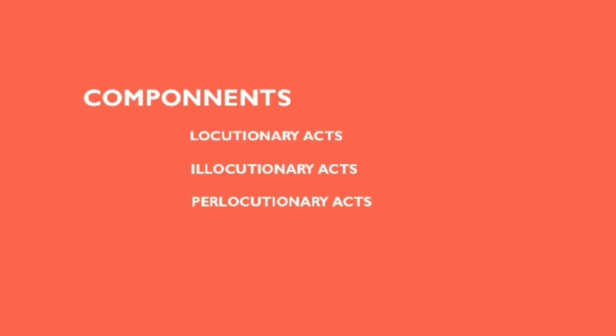And then second is illocutionary acts, which is saying something with a purpose, such as to inform. So for example, like, I'm telling you the black cat is not here. And then third is perlocutionary acts, which is saying something that causes someone to act. So for example, like, please find the black cat.